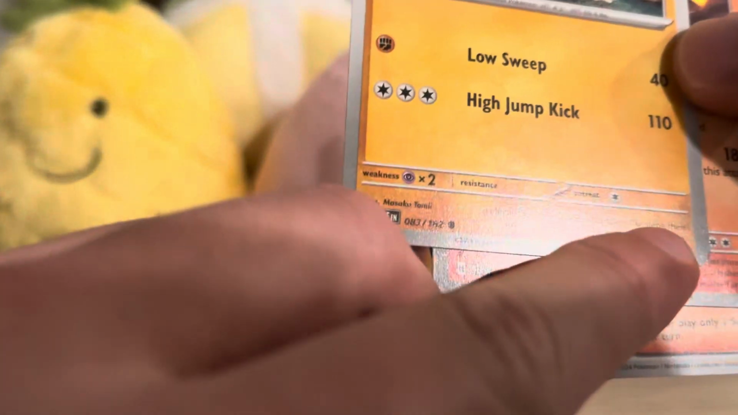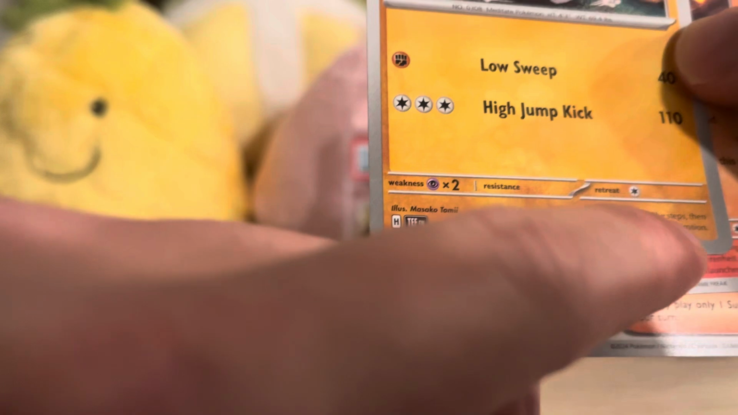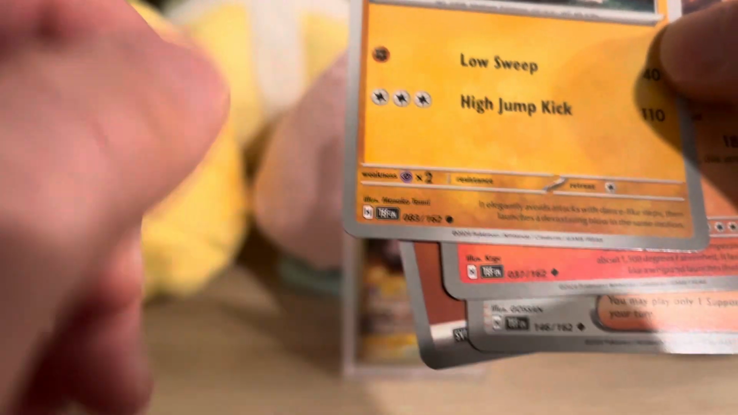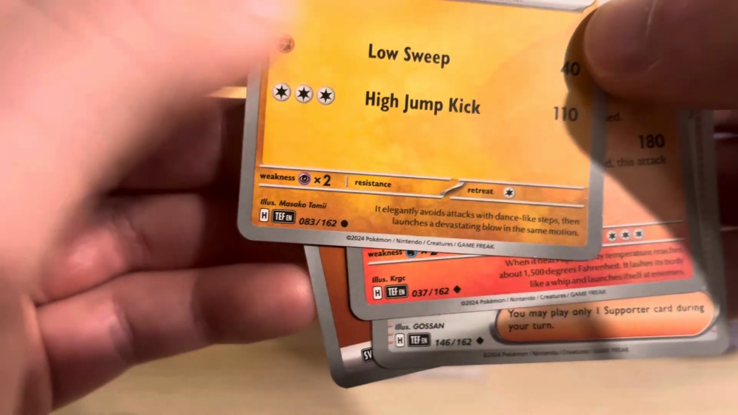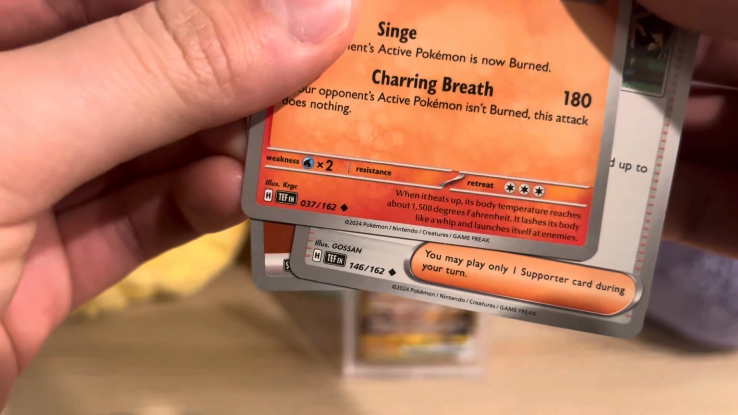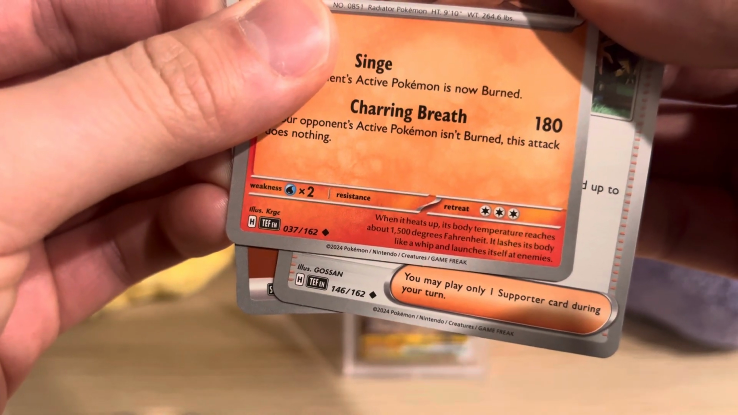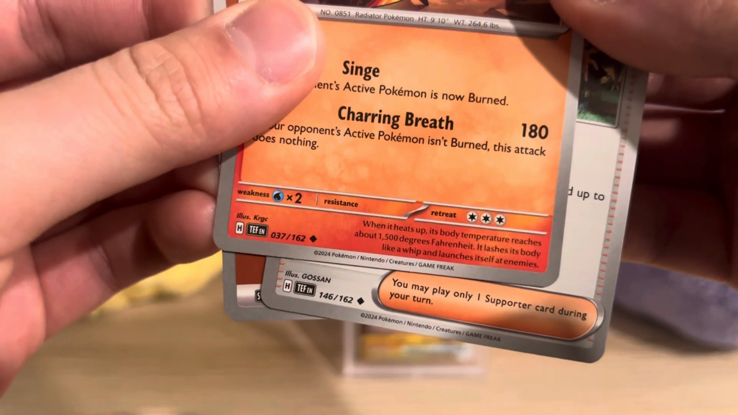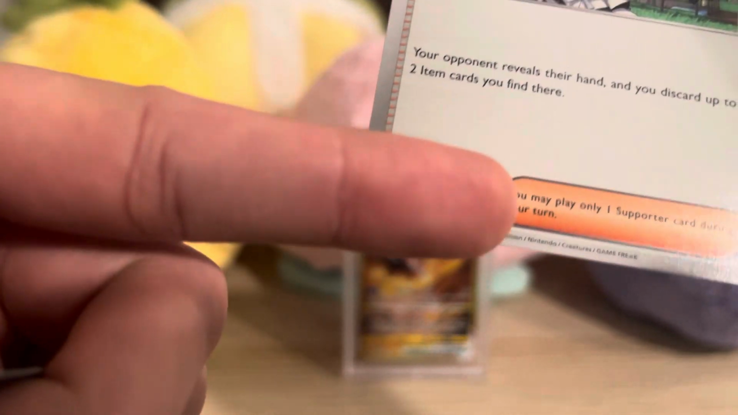There's very specific descriptions about what the Pokemon does. It's kind of like a default description, it doesn't have any significant value. It just is a cool fact, right, about these normal cards. Like the Scorch fact: when it heats up, its body temperature reaches about 1500 degrees Fahrenheit. It lashes its body like a whip and launches itself at enemies. That's pretty cool.